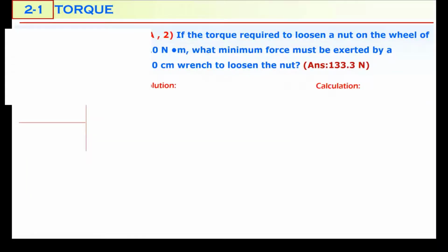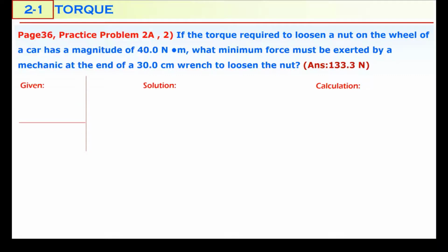Okay, question. There is one problem in your book about required torque, practice problem 2. The torque required to loosen a nut on a wheel of a car has a magnitude of 40 Newton meter. So this is the required torque. This is the minimum amount of torque you should produce to rotate that nut on the wheel. So 40 Newton meter.